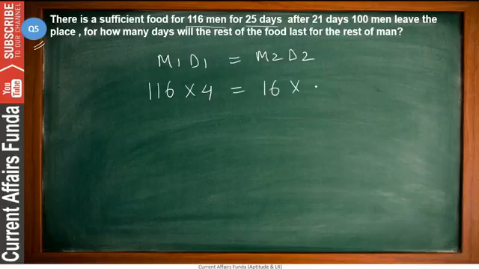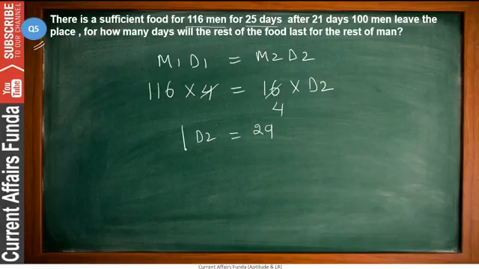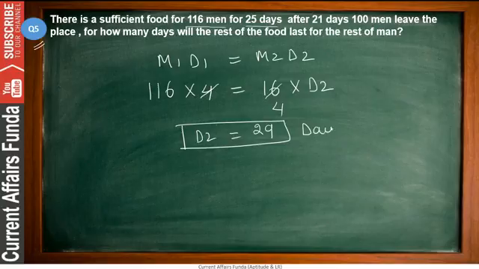Okay, so they will work for how many days? So calculate the d2 here. So 4 will be 4 times. Okay, so d2 will be 29. Okay, so the last food, that means the remaining food will be available for 29 days.